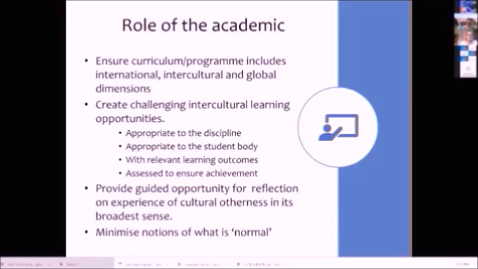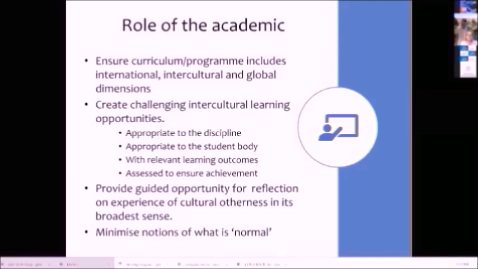So thinking about how we can provide also a guided opportunity for our students to reflect on their experiences of this kind of cultural otherness is very, very important. And at the heart of it is thinking about reducing the idea of something being normal. Nothing is normal, it's just different. We have different contexts and people have different experiences and come from different cultural backgrounds.